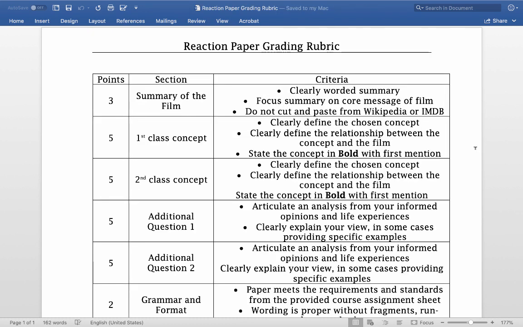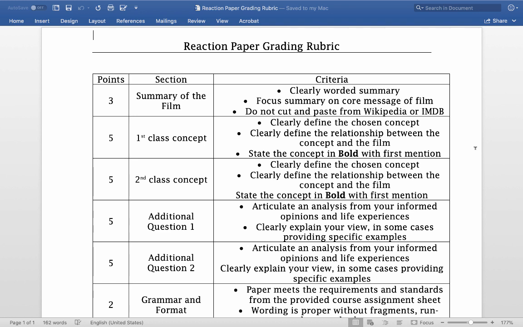Okay, so this is the grading rubric for the assignment. You get 3 points for the summary of the film. And over here in the criteria, I specify exactly what I'm looking for, meaning that it's clearly worded. It focuses on the core message of the film and is not just some cut and paste BS from Wikipedia or IMDb where you tell me about the filmmaker's insights and all this other crap that doesn't matter. What is the film about? What are the substantive issues that they're talking about? That's really what I'm looking for there.